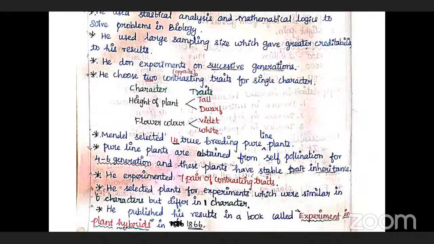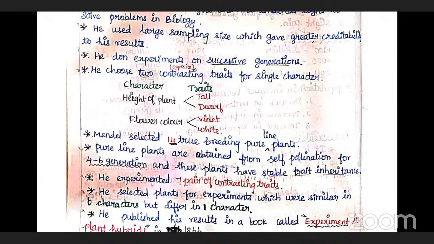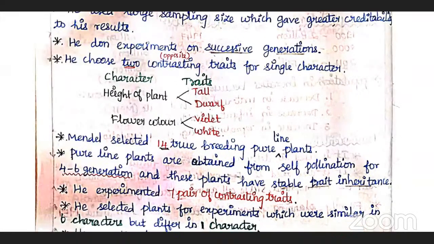For example, height. Height means tall and short. That is two opposites. Similarly, flower color means violet or white. That is called the two opposite traits. The pod shape means wrinkled or flat-ended, like that. That is called two opposite traits.